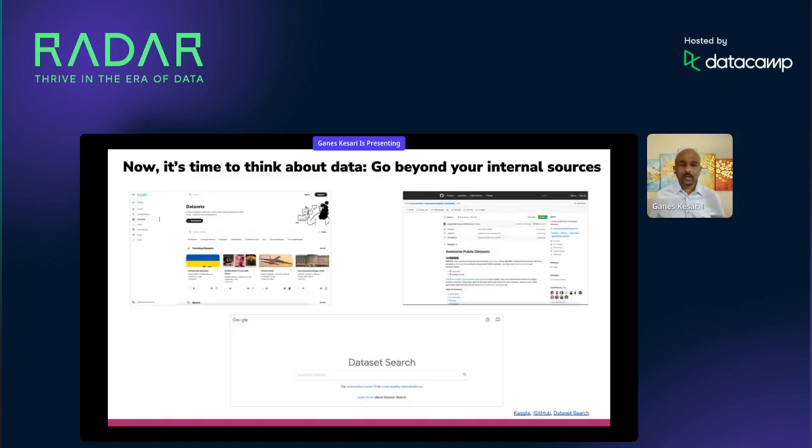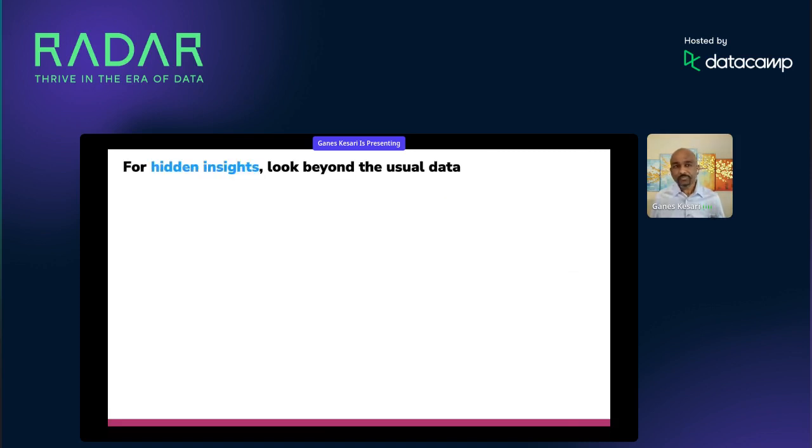And when you're thinking about data, go beyond your internal sources. This again is a common thing when I advise organizations. They try to over-optimize with the internal data, and a lot of companies don't use the internal data fully. So it's the right thing to do, but you should go beyond your internal sources. There are public data sets on GitHub, Kaggle, on Google, or you can have the national census, the weather API. There are so many sources which you can tap into and understand about your customers, about the market.